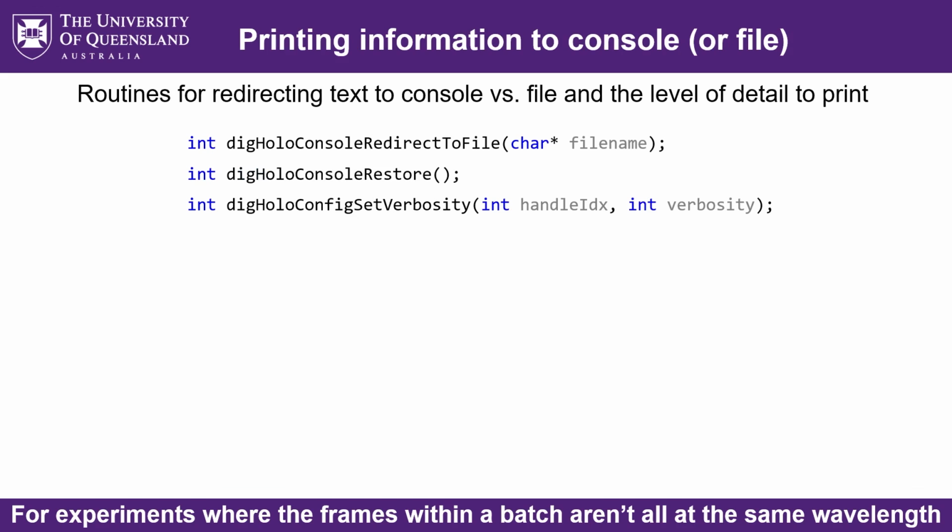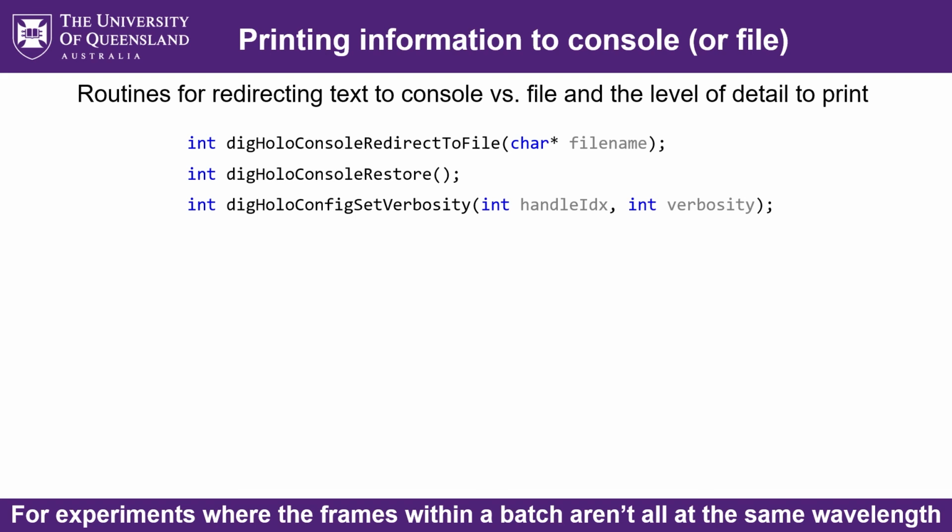There's a printout console that prints digHolo's internal notifications and information. You can have that print to standard out, or you can redirect it to file, for example if the console's not visible, or maybe you want to view it in a file instead. And you can set how verbose you want the printout to be, or set it to 0 and make it silent, and it won't print out anything other than very deep errors.